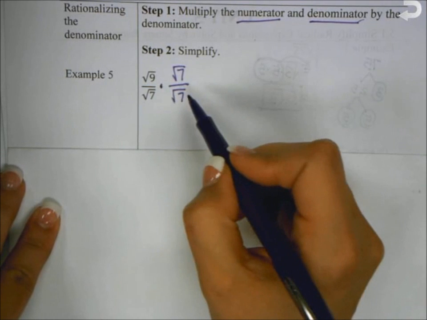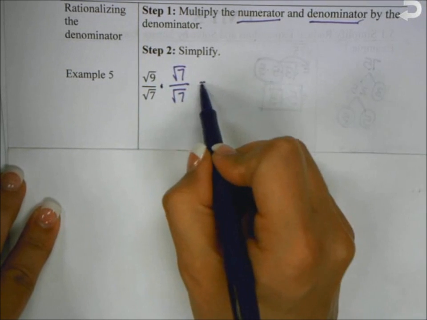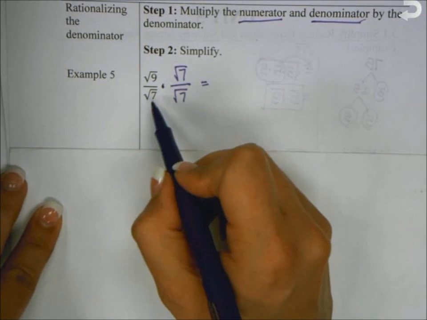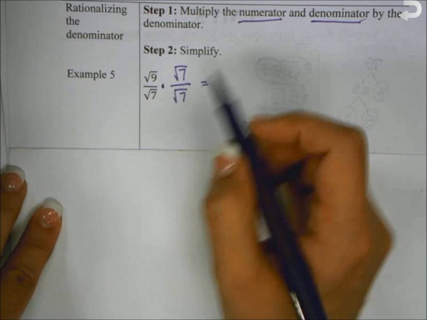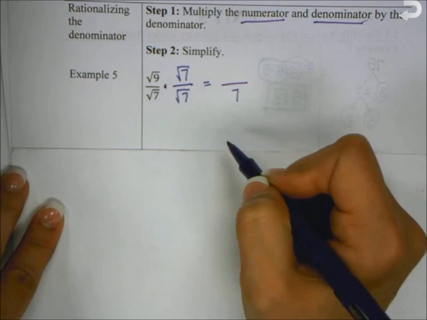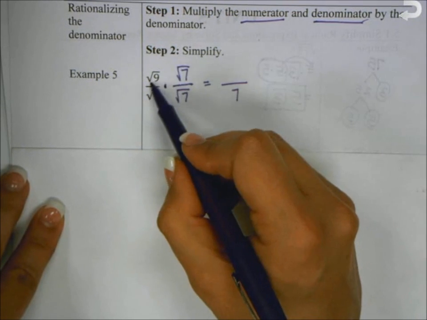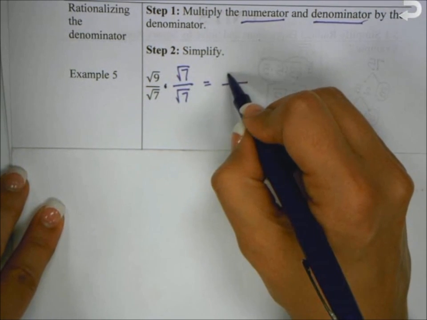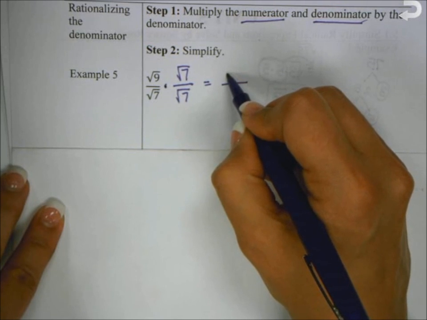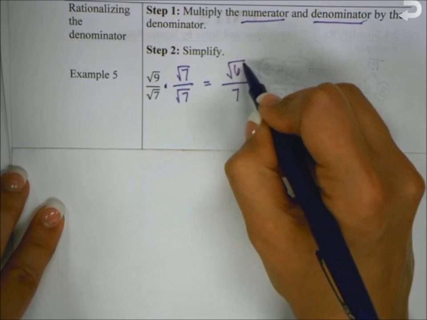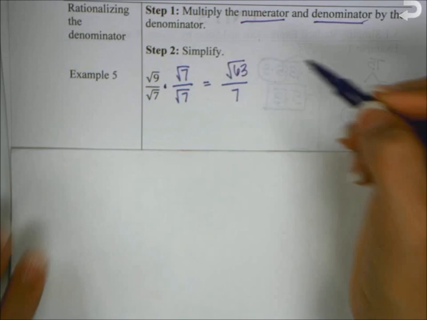Okay, and then we just multiply straight across. What's the square root of 7 times the square root of 7? Just 7. So it got rid of the square root in the denominator. Okay, and then what's square root of 9 times square root of 7? Square root of 63.